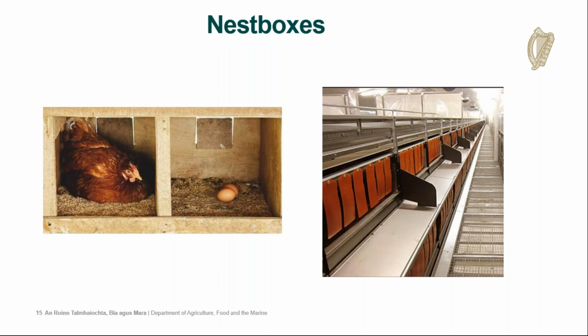And in terms of nest boxes, again, 1 nest per 7 hens, or 120 centimetres squared per laying hen in the group nests. And as per the definition of usable area, nest boxes are not allowed to be included in that calculation, and that goes back to the definition in the Council Directive.